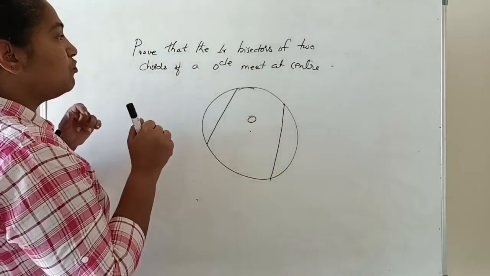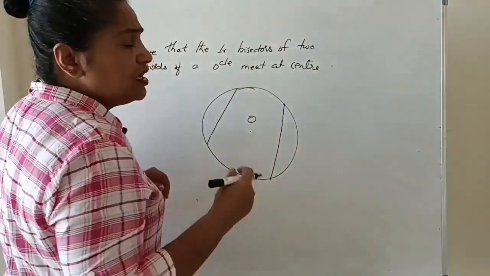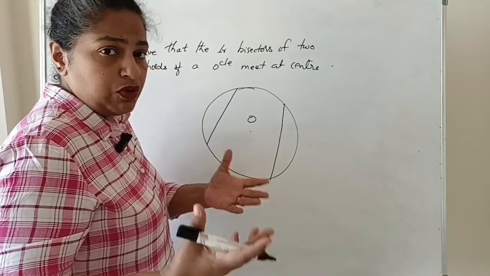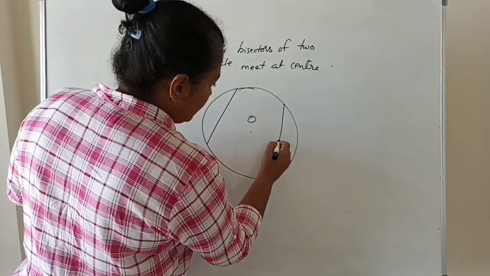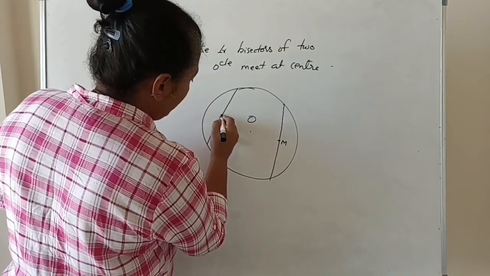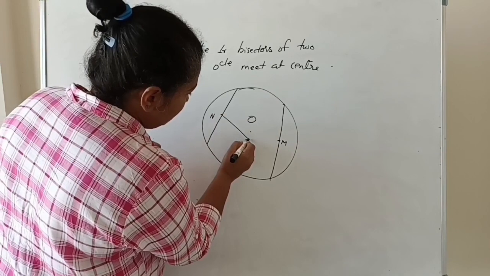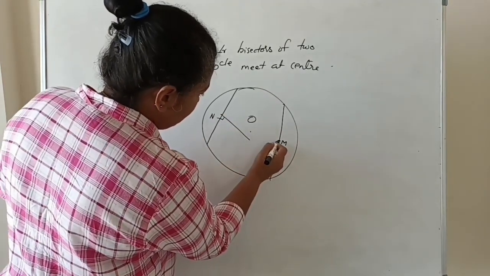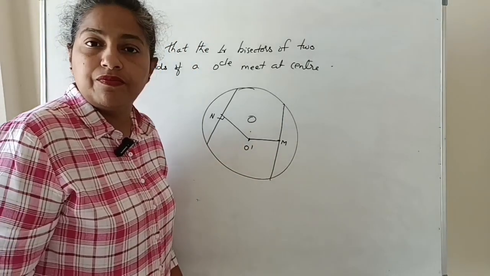This is my center. What do we need to prove? We need to prove that the perpendicular bisectors meet at the center. So let me assume that the perpendicular bisectors are not meeting at the center. So this is a point of bisection. That will not change, right? So this is my perpendicular bisector and this is my perpendicular bisector. Let them meet at another point O dash.